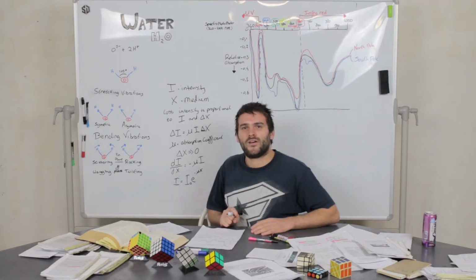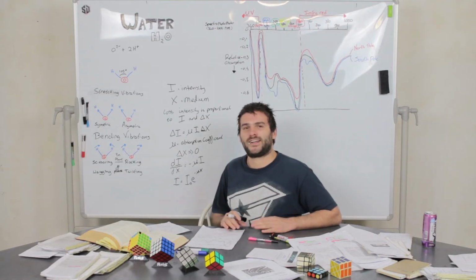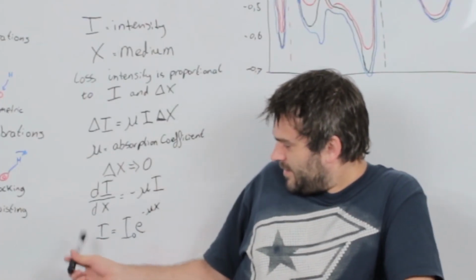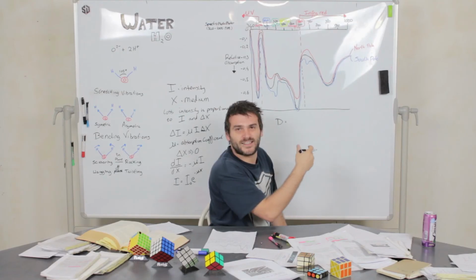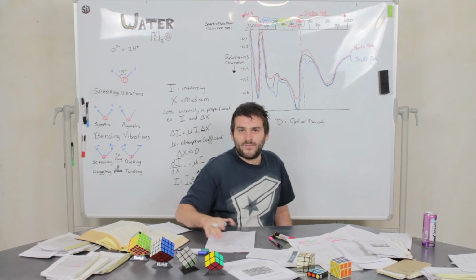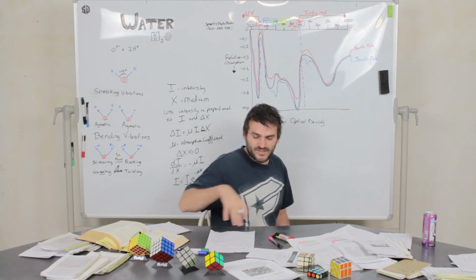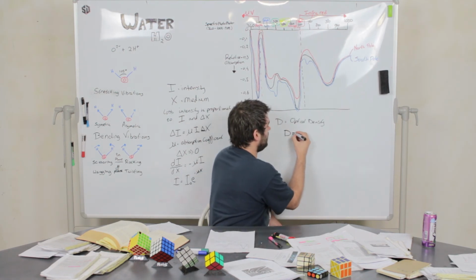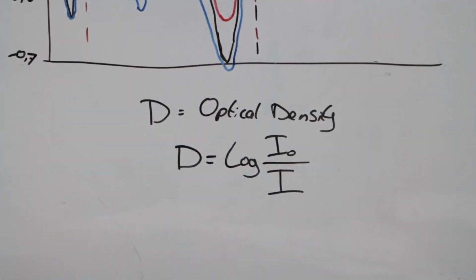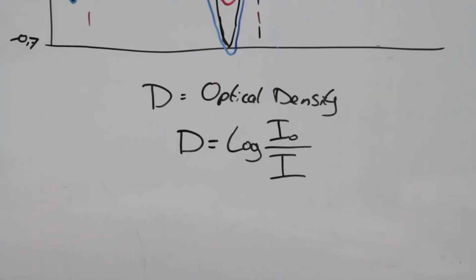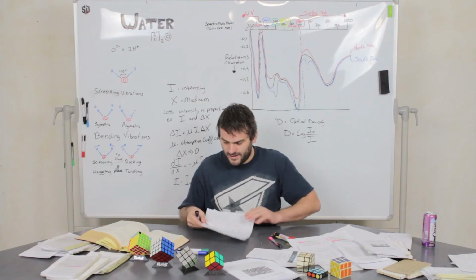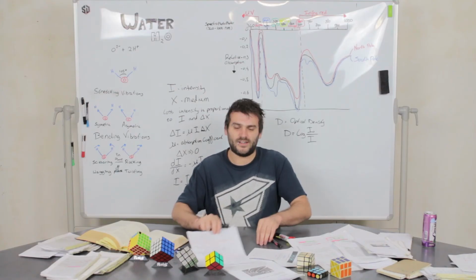Y'all know I'm more about theoretical physics than about practical physics. We can rearrange this formula here. If we say that D is the optical density, then we can define for practical use D as D equals the natural logarithm of I0 over I. I think that was all that I saw in the paper.